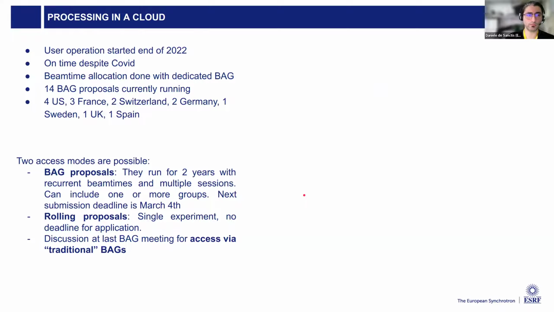At the moment, as I said, we started the operation at the end of 2022. We are doing the beamline allocation mainly via the BAG system. We have 14 BAG proposals that are running on ID29. The next deadline for submission for a BAG proposal is the 4th of March. We also have the possibility to do rolling proposals, but this is going to give access only to a single experiment as designed by the rolling system.